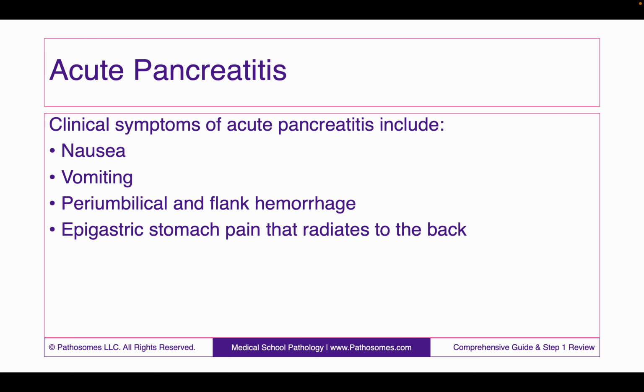Anyhow, clinical symptoms that you must be aware of for acute pancreatitis are nausea, vomiting, periumbilical and flank hemorrhage, and epigastric stomach pain that radiates to the back. You often find this on clinical vignettes that are trying to hint at either MI, some sort of aortic tear, or myocardial infarction.